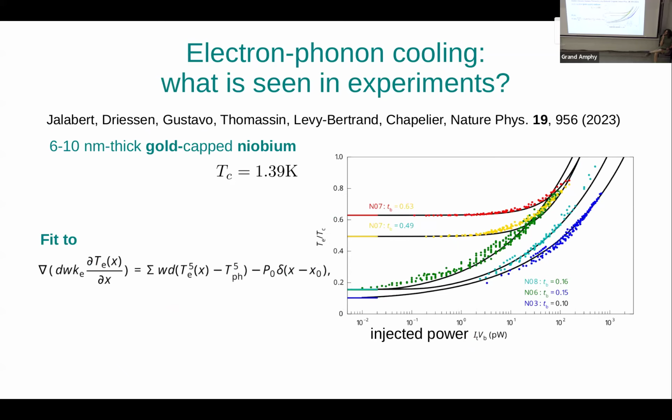Like instead of T to the 5, you put T to the 6, but you choose a slightly different sigma. No, what I do know is that this was done a lot, at least in Pekola's group. They tried different exponents and simply they didn't work. That's why they chose 5.